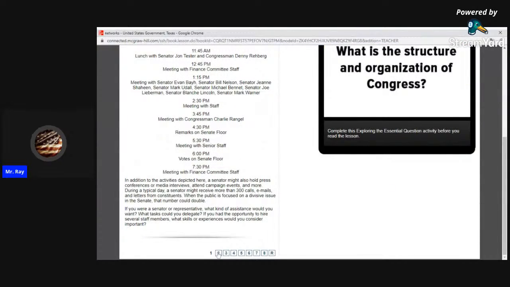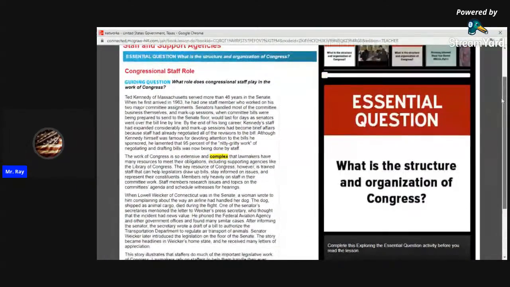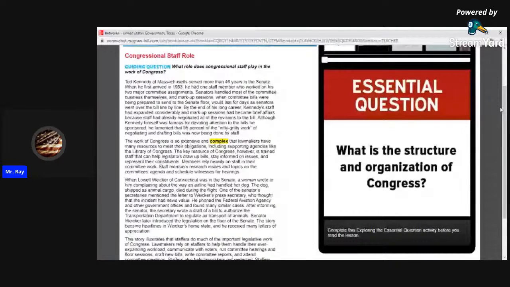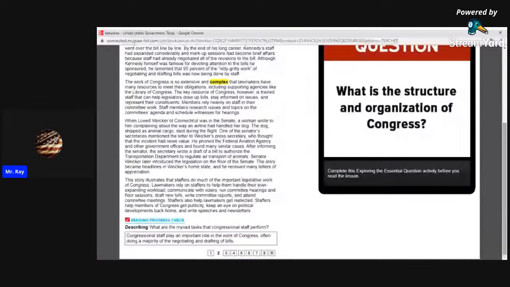Lesson 5, the staffers. Okay, well, why do we have staffers? Because there's so much work to do that lawmakers need these people. One person can't do it all by themselves. So what do staffers do? They can draw up the bills. That means they can write the first draft of a bill. They have to stay informed on issues. They need to represent the constituents. They need to do research on issues. And why are there so many of these staffers? Because, hey, guess what? Lawmaking has become more complex as the country has grown, okay? One person can't do it all.